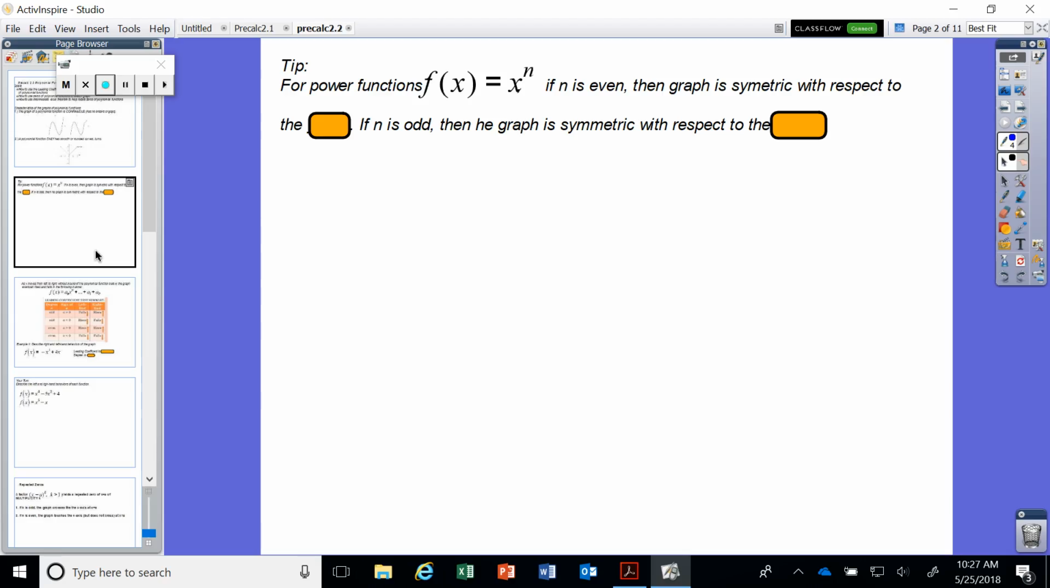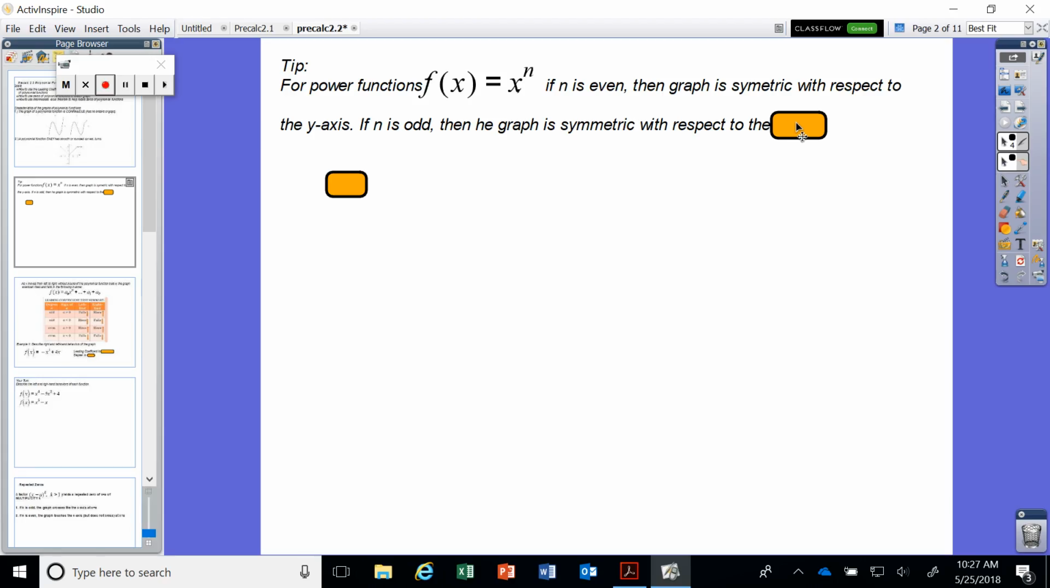Just remember, if n is even, so this is our exponent, it is an even degree, then the graph is symmetric with respect to what? If you think about what we talked about for even and odd functions already, hopefully you remember that when it is an even exponent, or the degree is even, we are going to see symmetry about the y-axis.